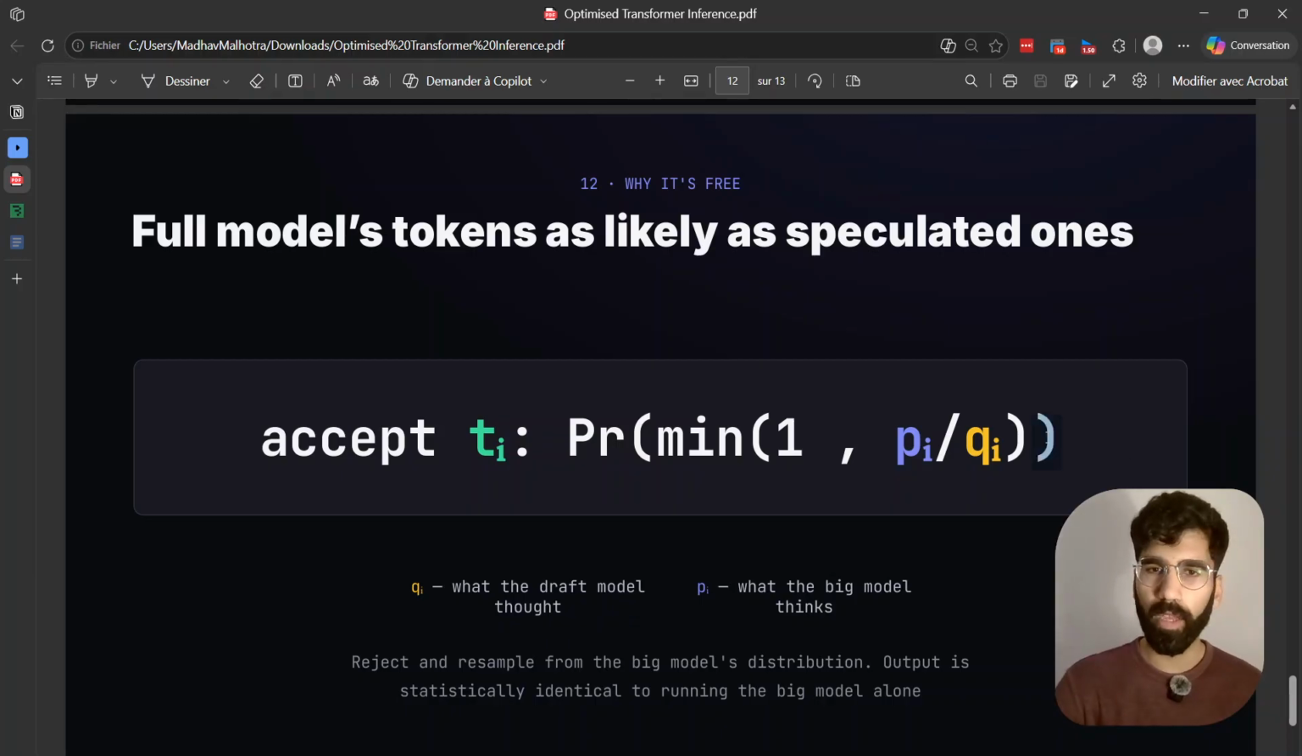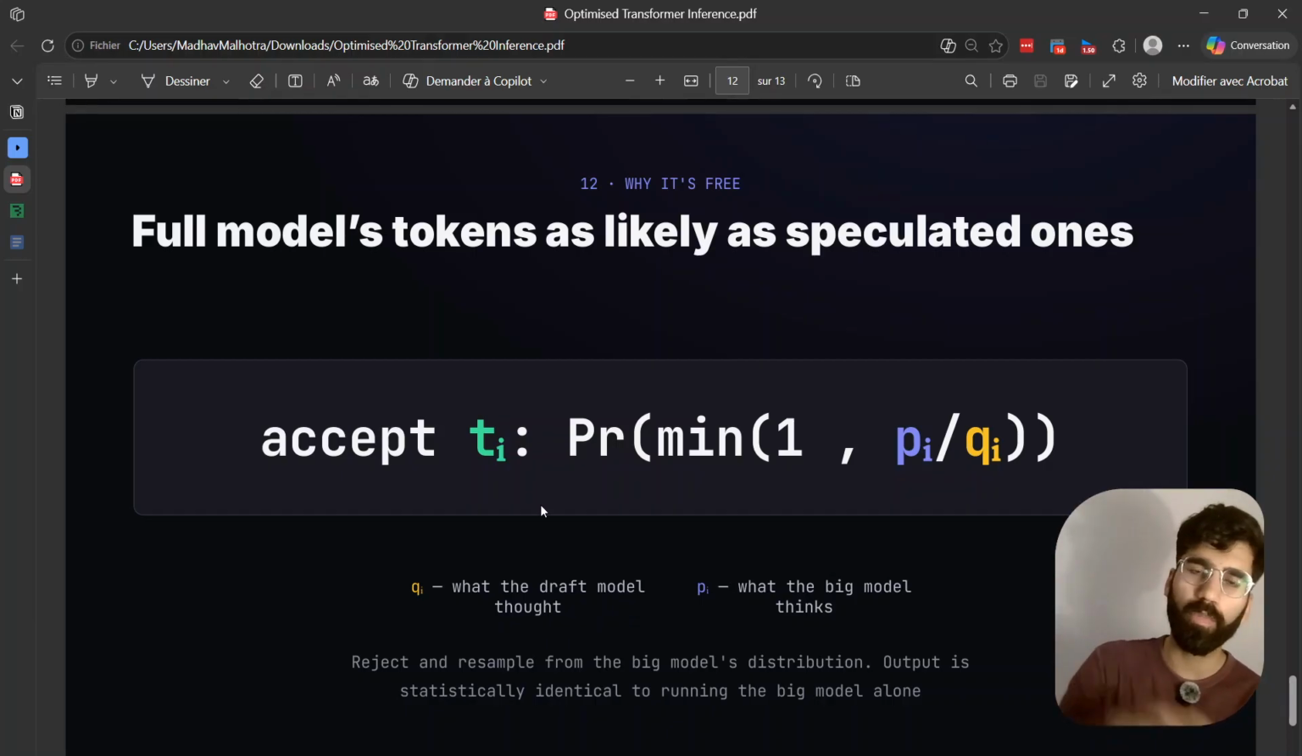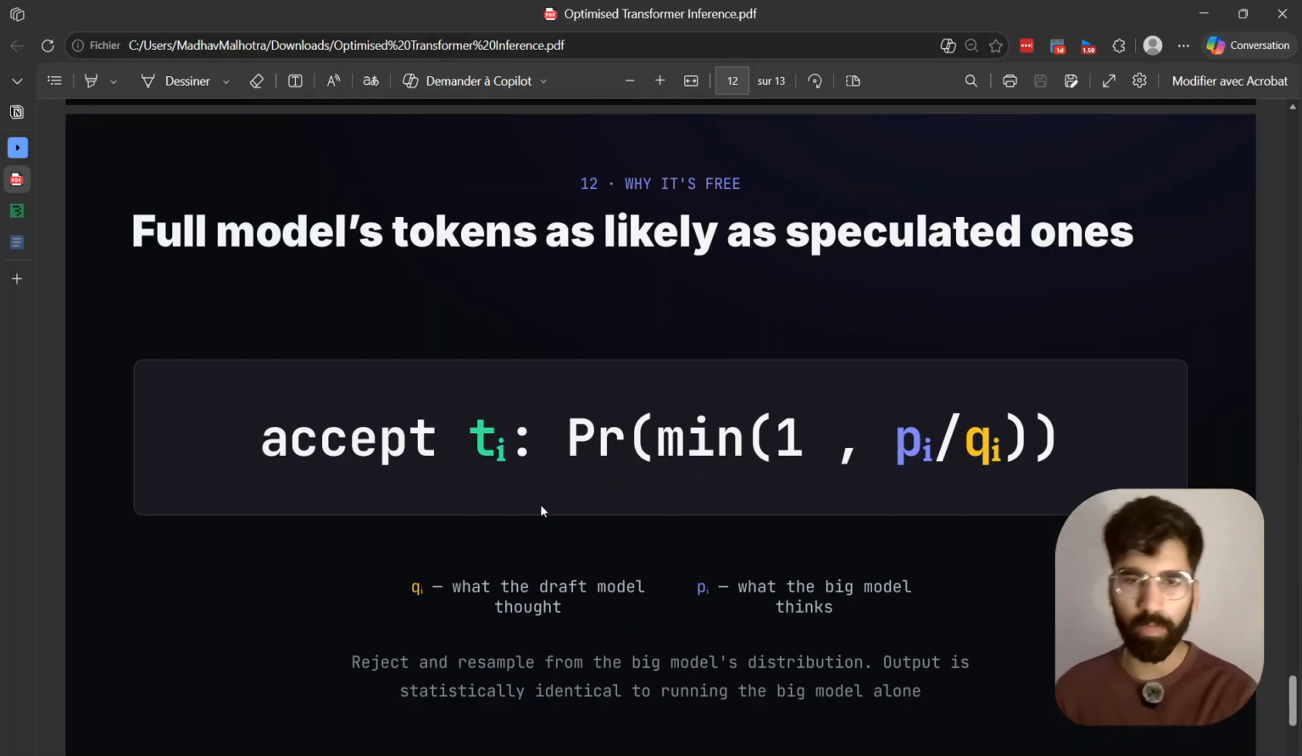How do we relate that to this math? Well, it's the ratio here. So Pi, again, is the big model's probabilities, Qi is the small model's. If these probabilities, Pi, are higher than Qi, that means that the big model is more likely to recommend the word than the small model. The ratio will be higher than 1. You take the minimum, which is just 1. So you always accept those words that are more likely or just as likely for the big model to say compared to the draft model.